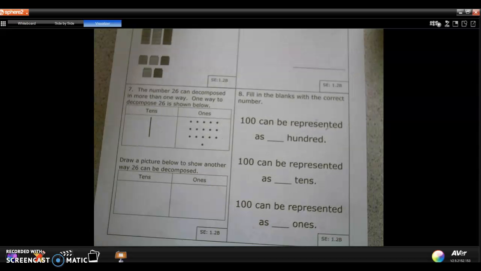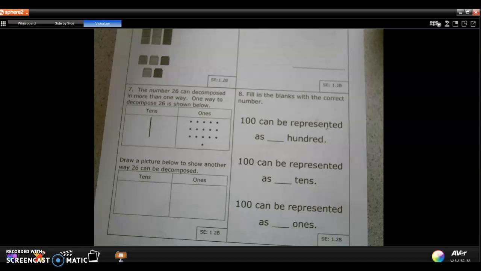The number 26 can be decomposed in more than one way. One way to decompose 26 is shown below. Draw a picture to show another way 26 can be decomposed. So this is one pictorial model of 26. You're going to draw another pictorial model of 26.